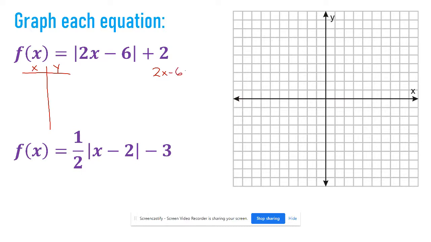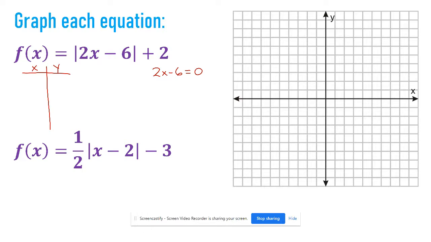The reason I'm setting it equal to 0 is because 0 is the one number that is neither positive nor negative. So if you get 0 in your absolute value, you're only going to have 1 point with that y value. And that point is going to end up being the vertex of your function.